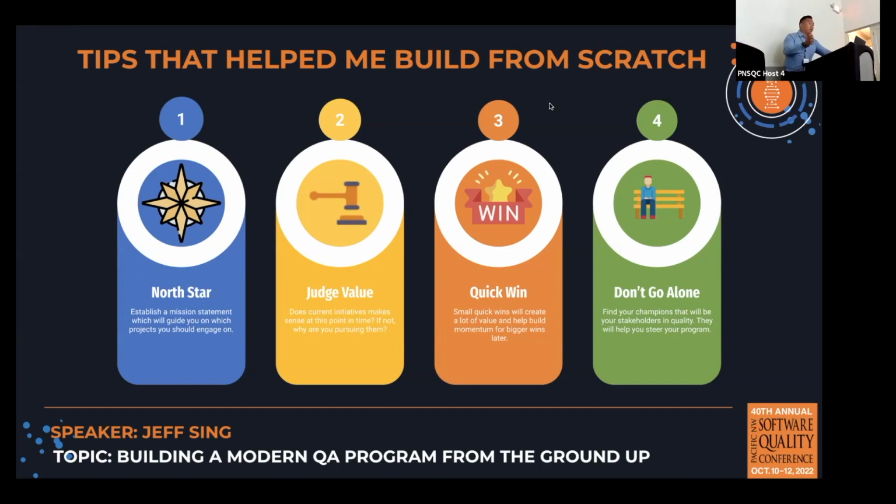When you join, you need to find your champions that will be your stakeholders in quality. They will help you kind of steer this program. So I like to look at it as two. There's the engineering champion, right? So this could be an architect, a staff engineer, maybe a staff front-end engineer, maybe a manager, right? And you need to pair with them to kind of drive this vision, right? And that will help be more frictionless.